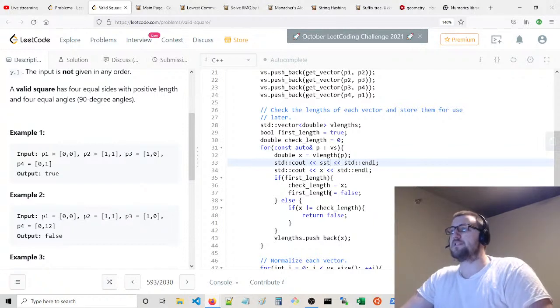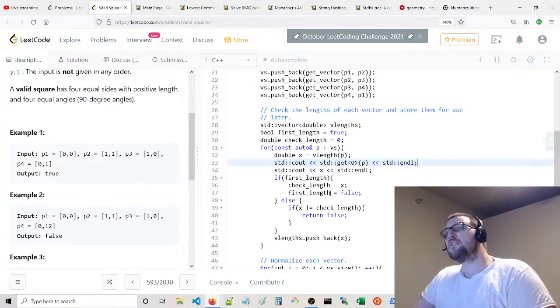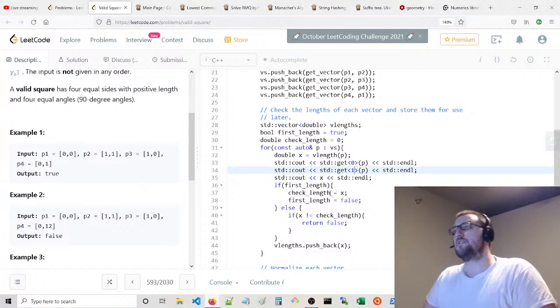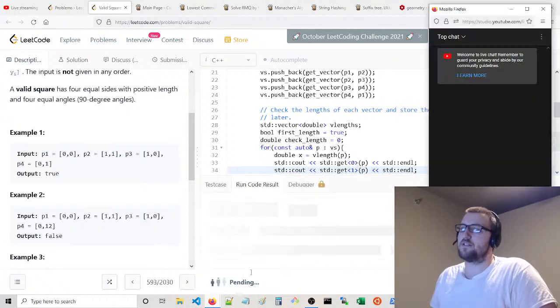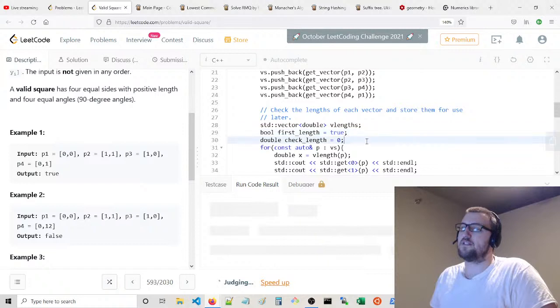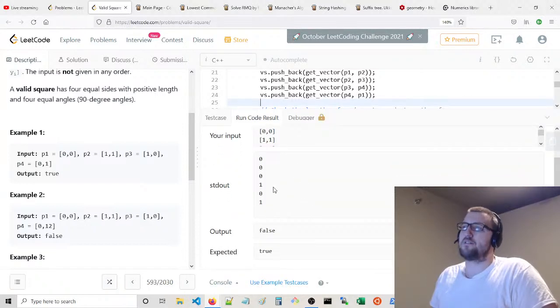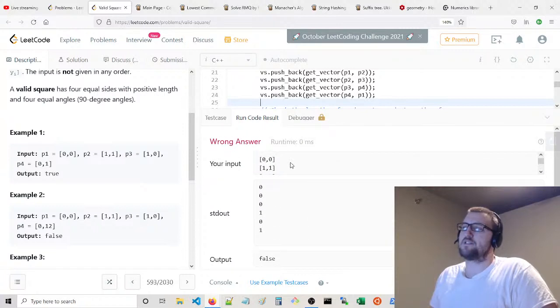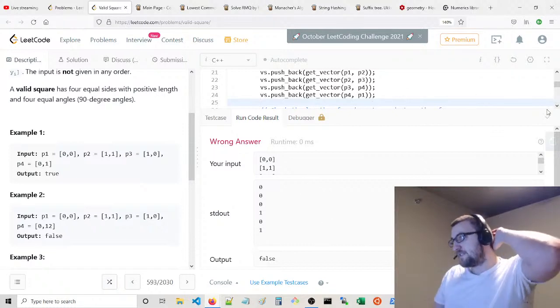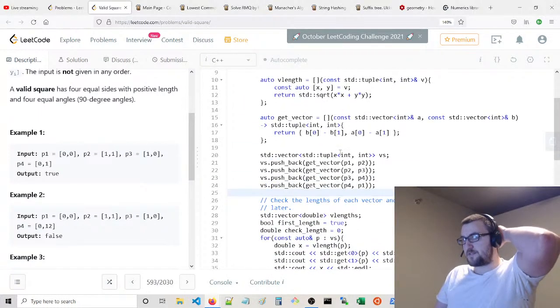Tuple, you do standard get 0 of P and 1 of P. Let's see. What do we get here? Okay. Somehow we got 0, 0, 0, and 1, 0, 1. No, that's not true. Well, how did that happen? How did we get 0, 0 for our first? Oh, that's not correct.